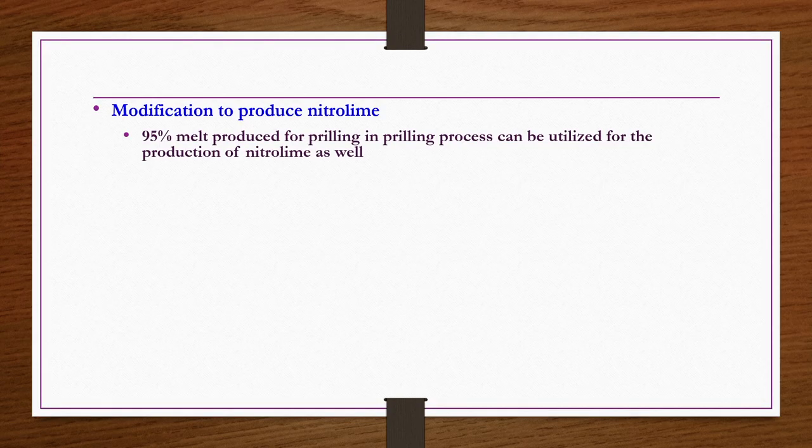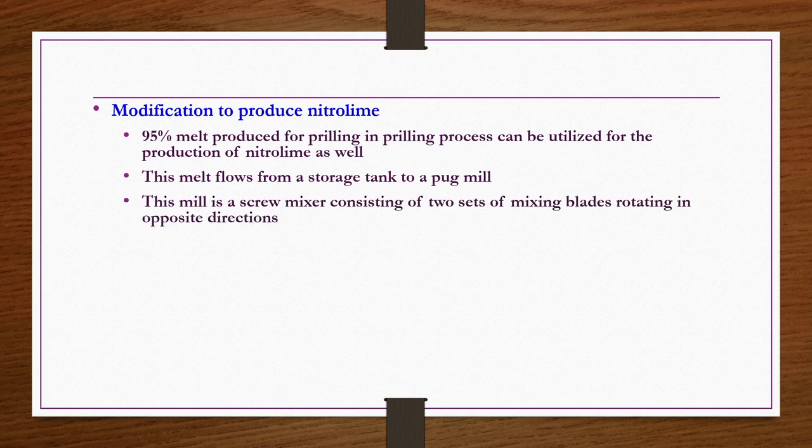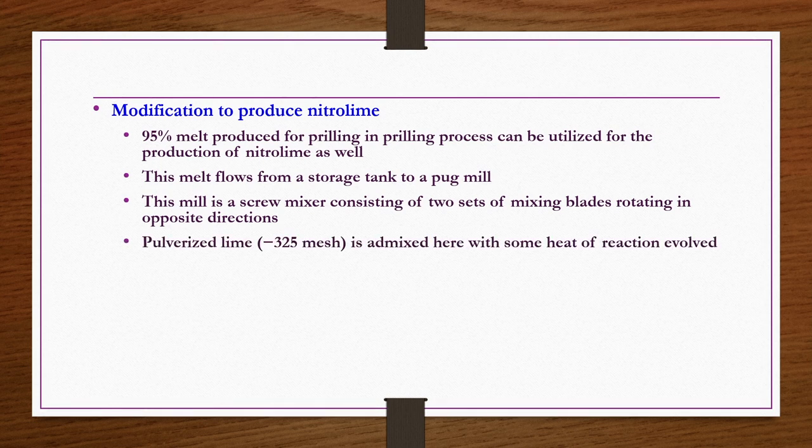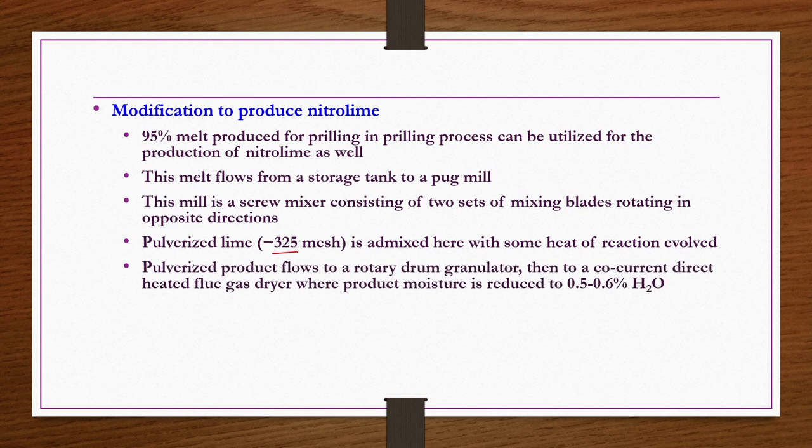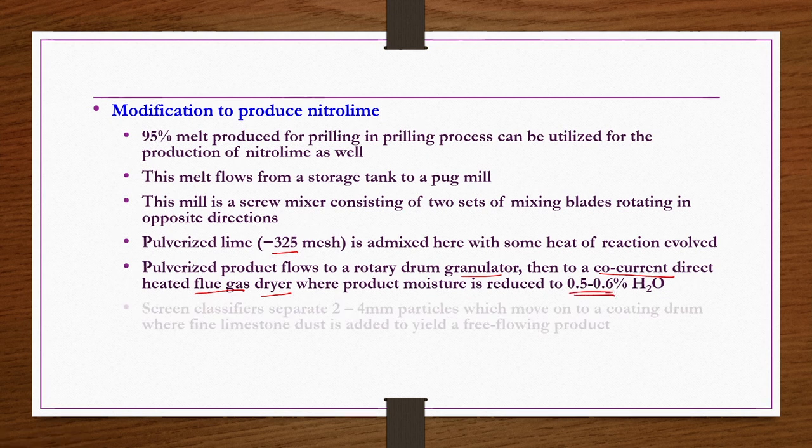Now if you see the description of this process, the 95% melt produced for the prilling process can be utilized for the production of nitrolime as well. This melt flows from a storage tank to a pug mill. This mill is a screw mixer consisting of two sets of mixing blades rotating in opposite directions. Pulverized lime having 325 mesh size is admixed here with some heat of reaction evolved. Pulverized product flows to a rotary drum granulator, then to a co-current direct heated flue gas dryer where product moisture is reduced to 0.5 to 0.6% of water.